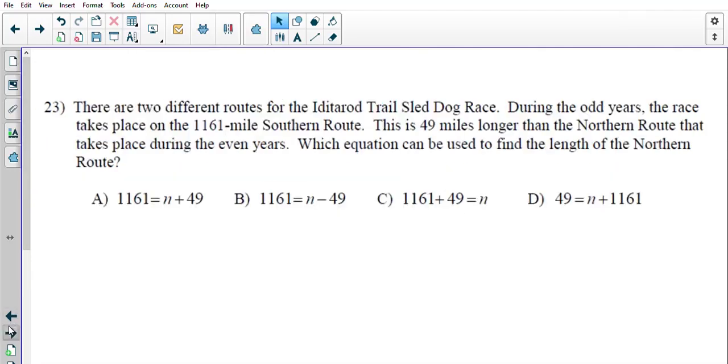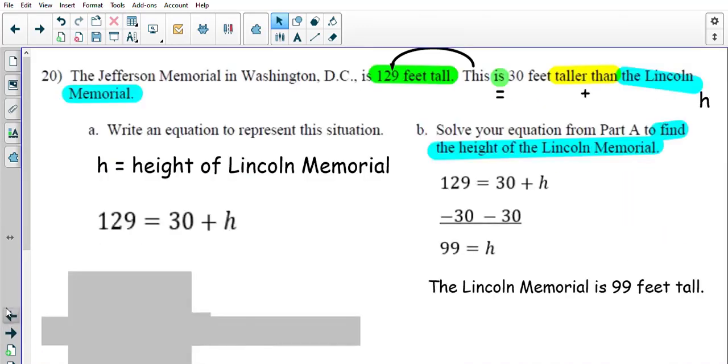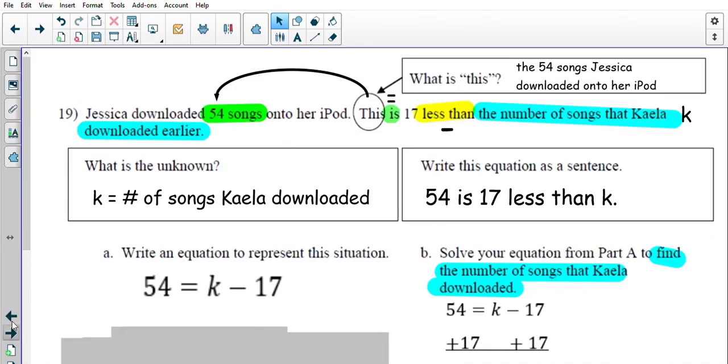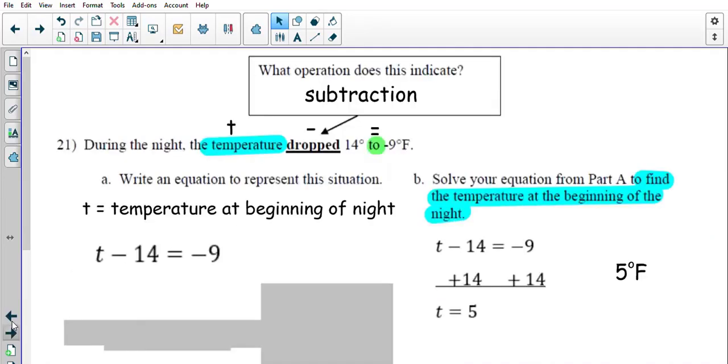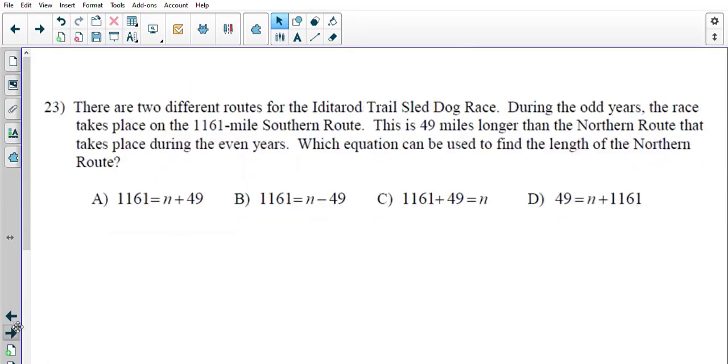All right, so number 23 kind of goes hand in hand with problems 19 and 20. If you're looking at problems to refer to help you with question number 23, I do suggest going back to those two questions. Let's read through this. There are two different routes for the Iditarod Trail Sled Dog Race.